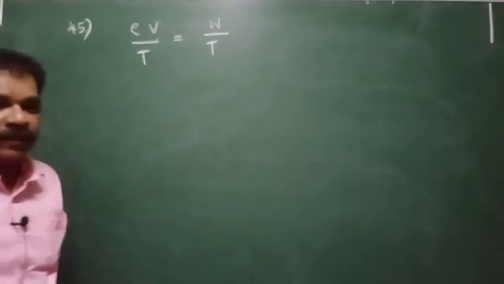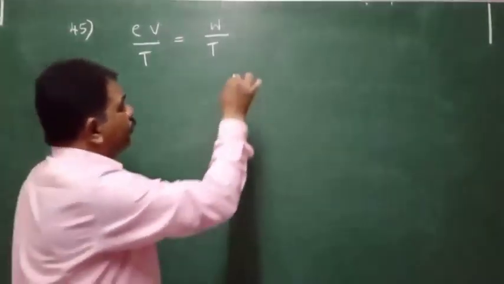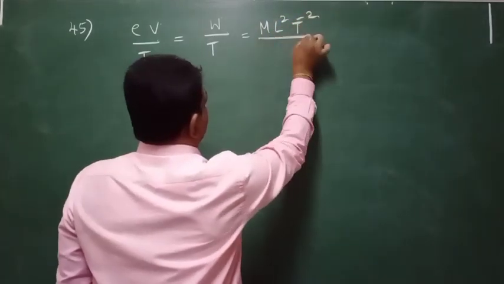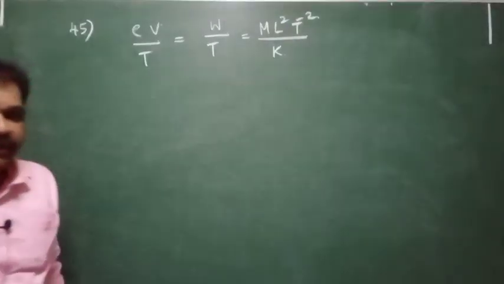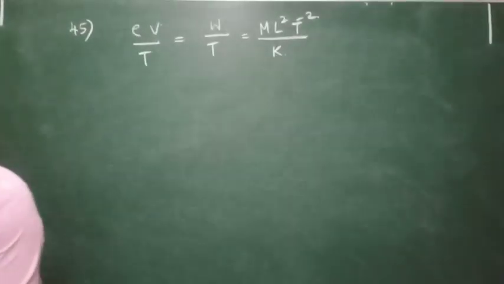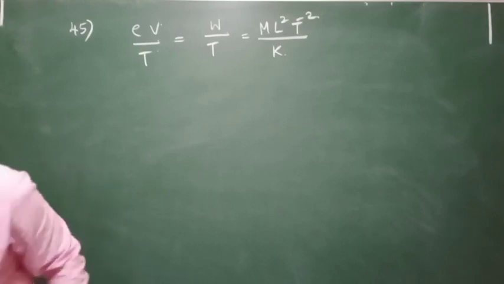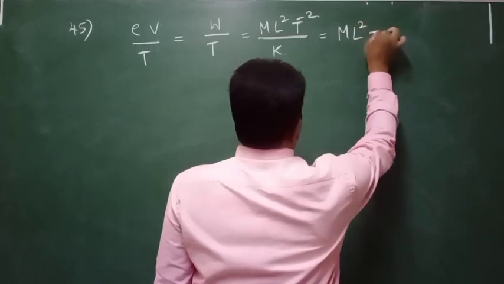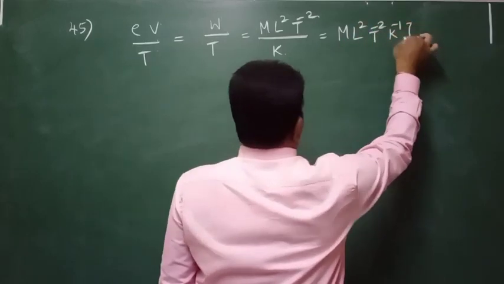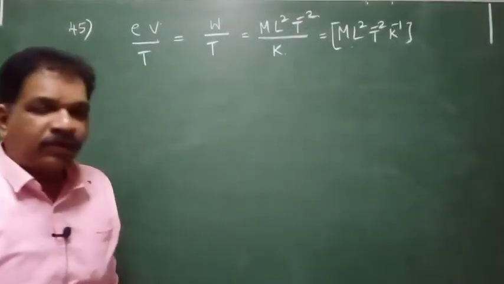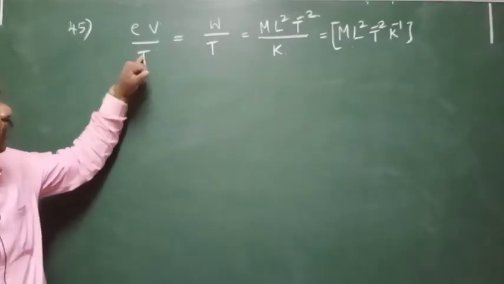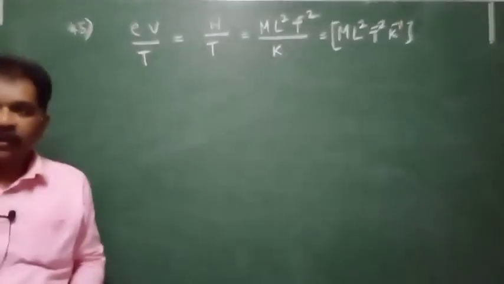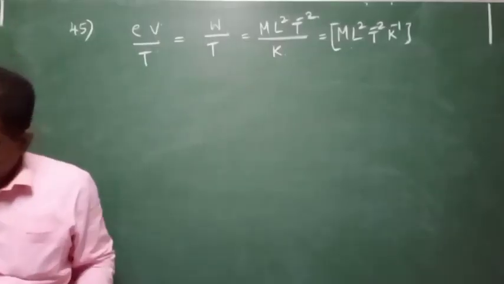Work divided by temperature. I am writing the dimensional formula, it will be easy that way. The dimensional formula of work is mL square T power minus 2, and temperature is Kelvin. So the dimensional formula of EV by T is equal to mL square T power minus 2 K power minus 1.